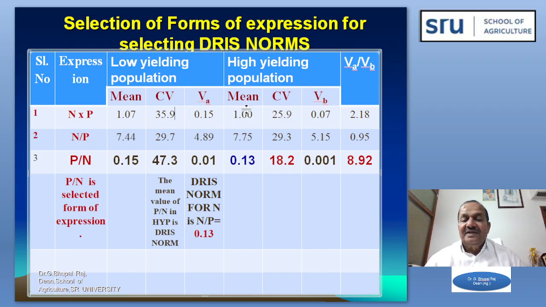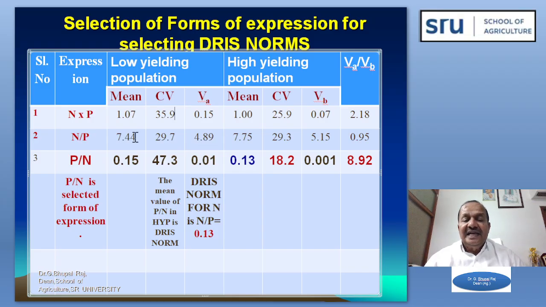Similarly, for the nitrogen phosphorus product, the mean value is 1, the coefficient of variation is 25.9, and the variance is 0.07. Here we calculate the variance ratio: the variance of the low yielding population divided by the variance of the high yielding population, that is 0.15 by 0.07. It gives a variance ratio of 2.18 for that particular N and P. Similarly, for N by P, the mean value from the low yielding population is 7.44. The corresponding CV and variance values are 29.7 and 4.89.